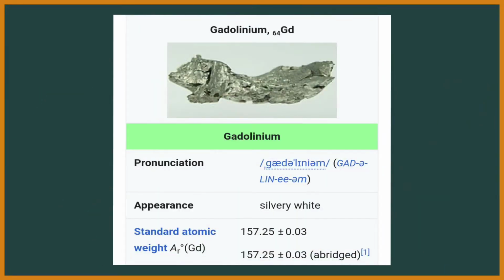So, as you can see on the presentation, these are the characteristics of gadolinium. Pronunciation, it is pronounced as gadolinium. Appearance, silvery white, and its standard atomic weight is 157.25 plus or minus 0.03.